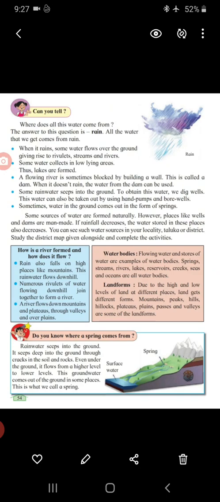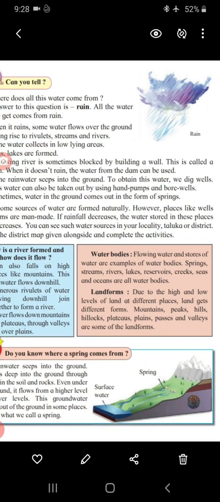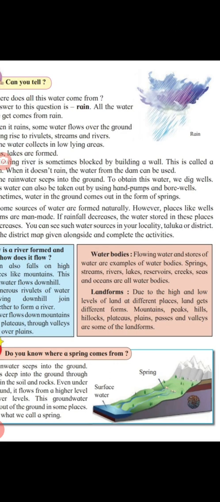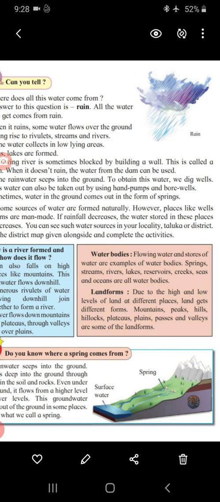Next box, brown color. Flowing water, that is water bodies. Flowing water and stores of water are examples of water bodies. Springs, streams, rivers, lakes, reservoirs, creeks, seas and oceans are all water bodies. Now, we have already studied about the sea and the ocean.